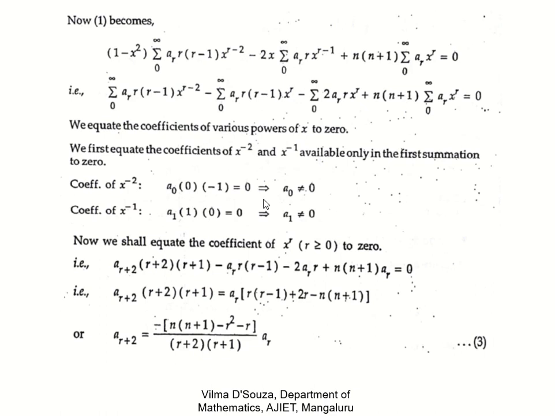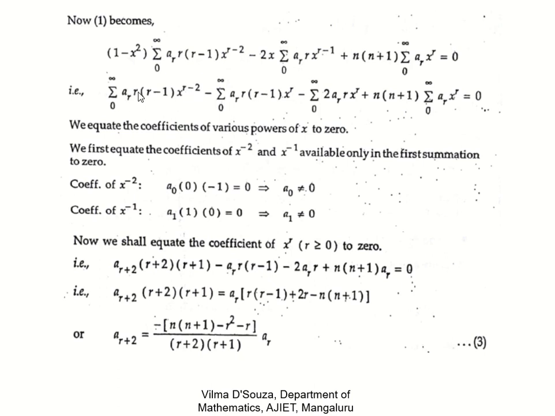Now, generally, we equate the coefficient of x power r to 0. What is the coefficient of x power r here? The coefficient of x power r minus 2 and then the coefficient of x power r.